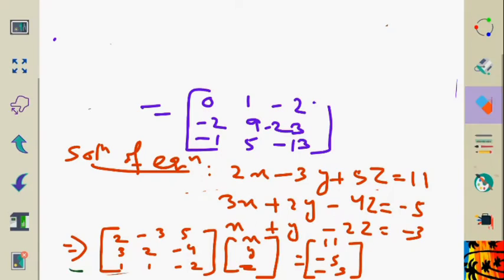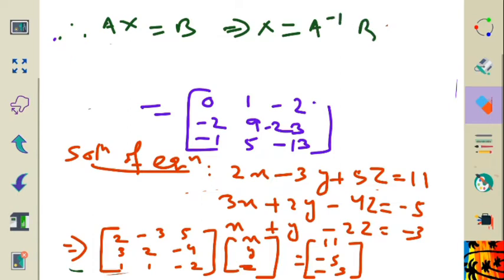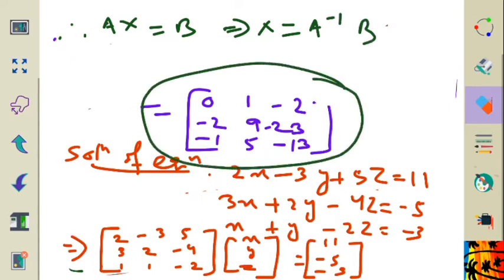So I write it like this. Therefore, this is in the form of Ax equals B. That means x equals A inverse into B. Now look at this. I have already found A inverse. So this is the value of A inverse. Clear?